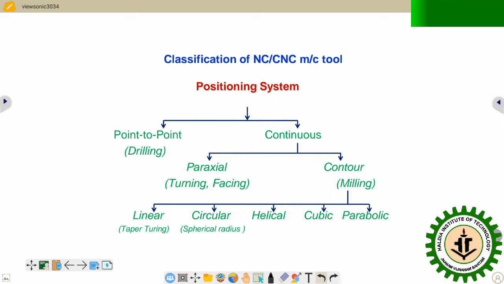Now cubic and parabolic, these are very complicated and used in some specific cases for aerodynamic profiles, automotives, turbine blades.